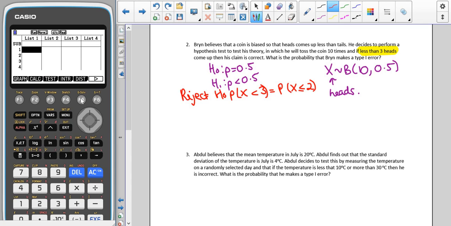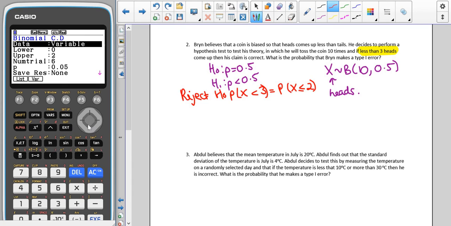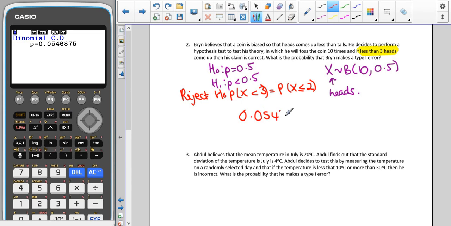Oh, sorry, I'm in the wrong bit. So we're in binomial this time, BCD. So the lowest that we have is 0. The biggest that we want is 2. Our number of trials is 10. And our probability is a half that we are testing. That gives us a probability of 0.0547. We put in that our H naught was true. We put in that the probability was 0.5, and we found the probability that we end up in the reject H naught region. So that is our alpha, the probability of making a type 1 error.